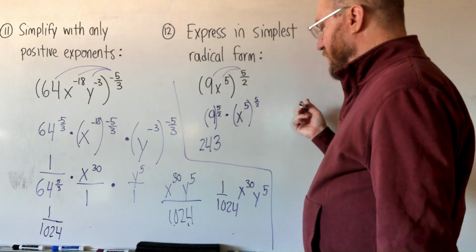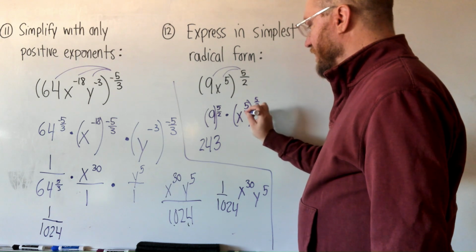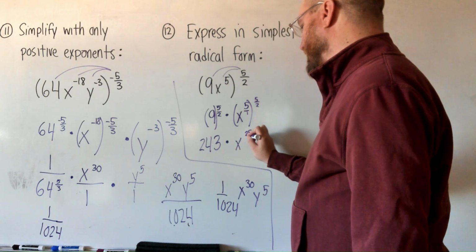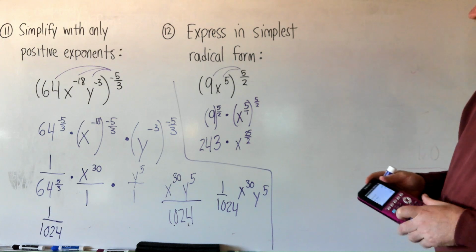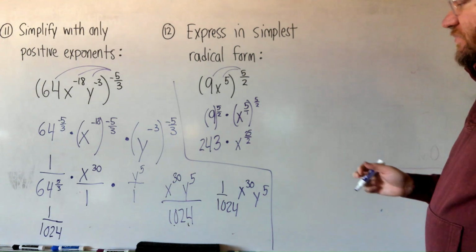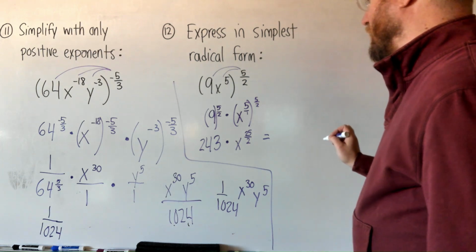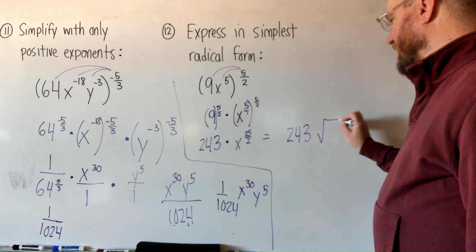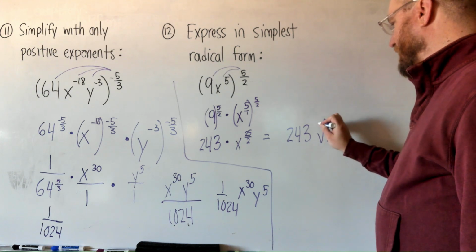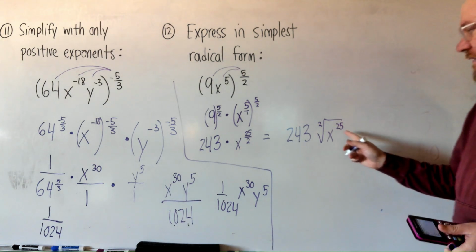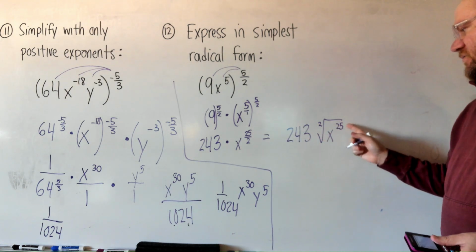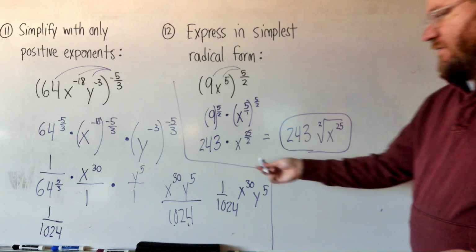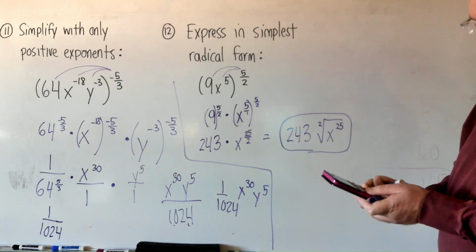Now this one, power to a power, multiply 5/1 times 5/2. It's going to be times x to the 25/2. Now, this question is expressed in simplest radical form. So we're going to leave the 243 right here, and we're going to write this x as x to the 25th over 2, or the denominator of 2 goes out front as the radical, and the 25 goes underneath the radical. Looks like that. I would actually prefer this answer, but they said they want it in simplest radical form.